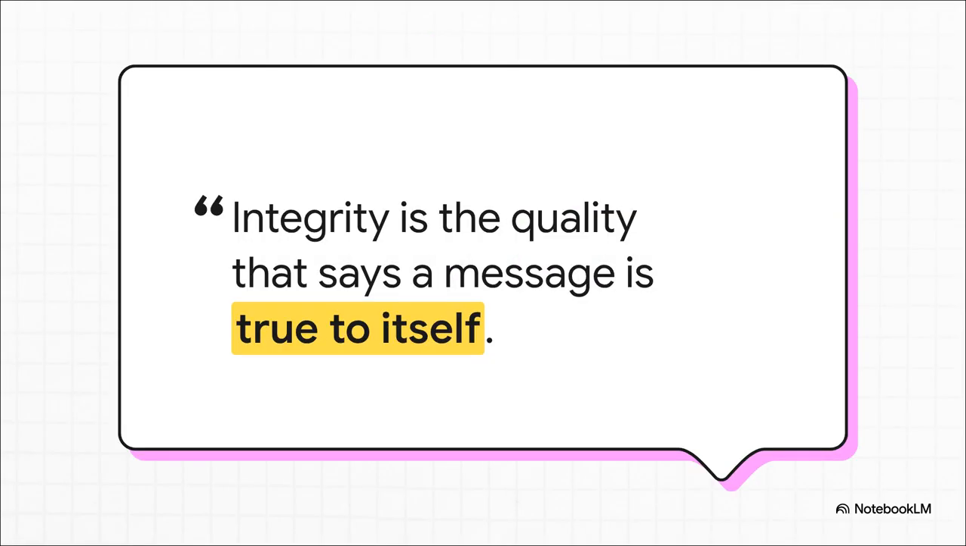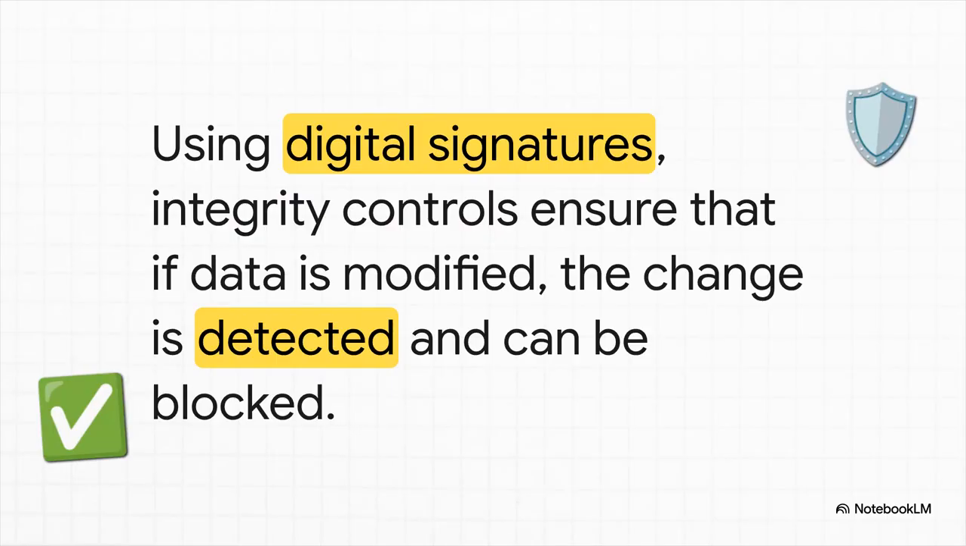I really love this way of putting it. Integrity is what guarantees that a message is true to itself. What that really means is that if any change happens, whether it's on purpose or just an accident, that change is going to get noticed. Let's look at a quick example here. Imagine a company's order system has a record for 100 widgets. An attacker could try to sneak in and change that number to 400,000. It seems like a small change, but it could be absolutely catastrophic for the business. And this is exactly where integrity controls come into play. Using things like digital signatures, the system can instantly see that the data has been altered. It's basically like a digital tamper-proof seal on a bottle. You know right away if someone's messed with what's inside.